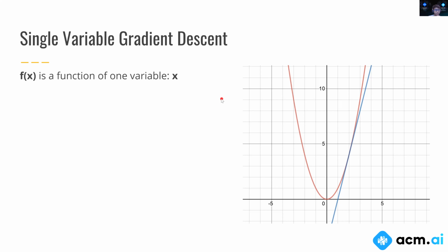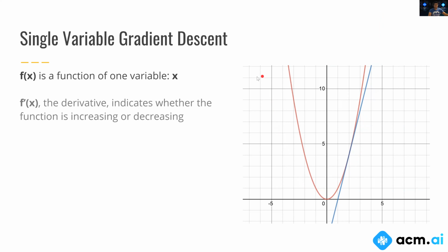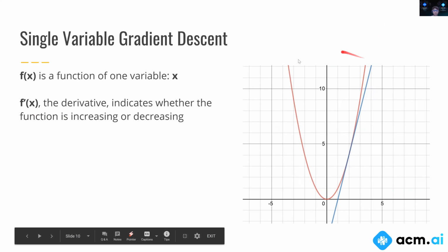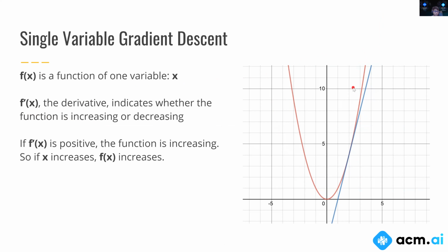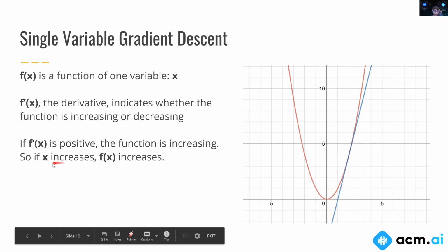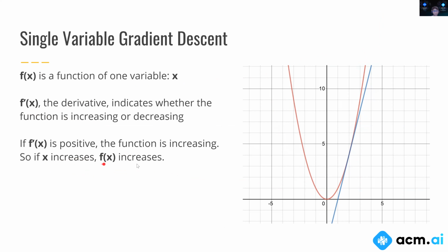Let's go through this. So f of x is a function of one variable. f prime of x is the derivative, and it tells us whether the function increases or decreases. If f prime is positive, the function increases. What does that mean? It means that if x increases, f of x increases. But our objective is to decrease f of x, right? So we don't want this. Instead, we can say that if x decreases, f of x decreases.